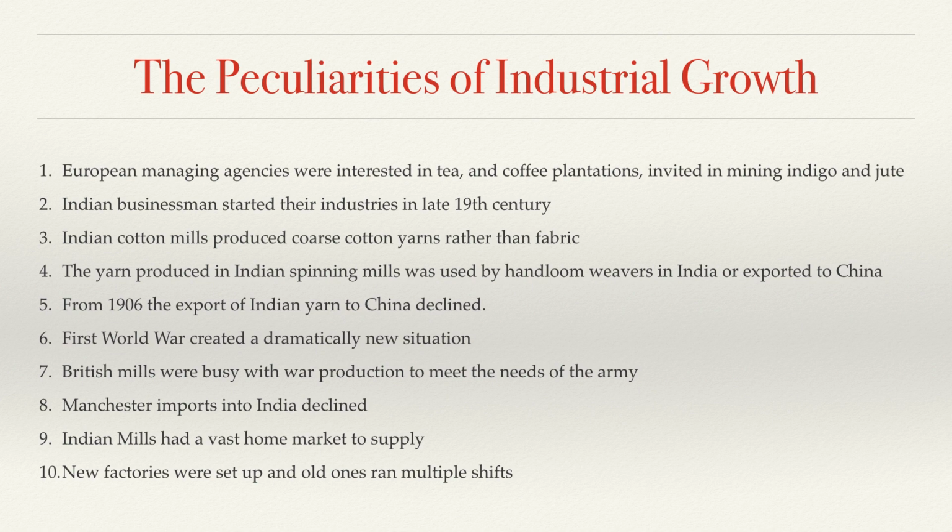The yarn produced in Indian spinning mills was used by handloom weavers in India or exported to China. From 1906, the export of Indian yarn to China declined. So, Indian merchants started the trade. First World War created a dramatically new situation in India because the British mills were busy with war production to meet the needs of the army.